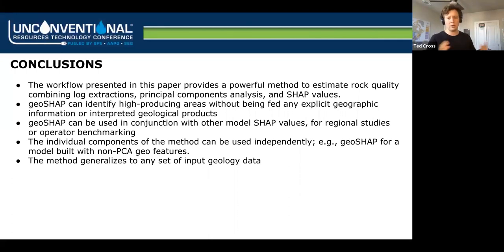Even though in this paper we presented a workflow that started with the principal component analysis features, we use GeoSHAP no matter what the input features are. You can use it for interpreted products, anything. So this style of workflow is quite generalizable, using each of the components to do individual things.